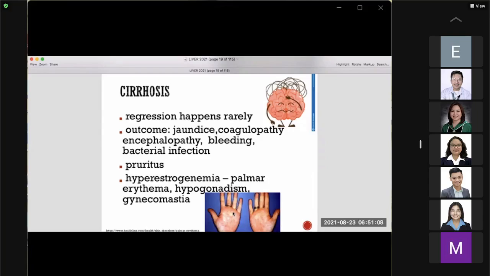Hyperestrogenemia is another thing that is observed. So there is palmar erythema, as you can see here. This is an example of that. If you are dealing with a male patient, of course, they're going to have hypogonadism and gynecomastia.